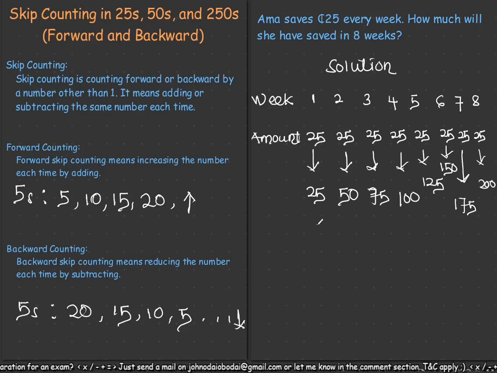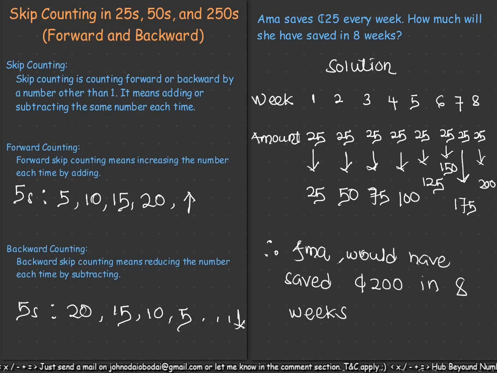You see, this is how we apply skip counting. So we can then come and say, therefore, Amma would have saved 200 cedis in 8 weeks. Very simple and straightforward. Let's look at some few more examples.